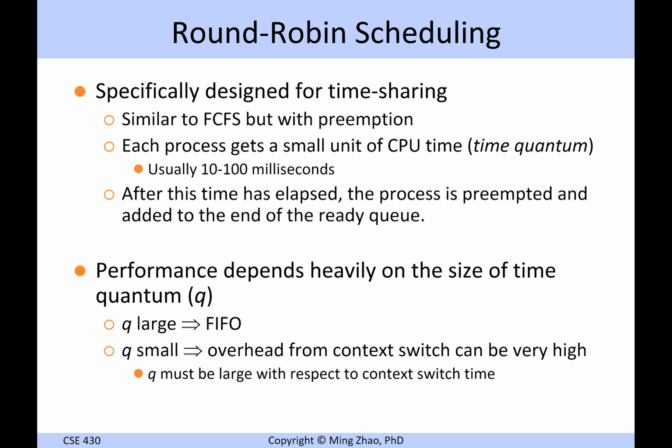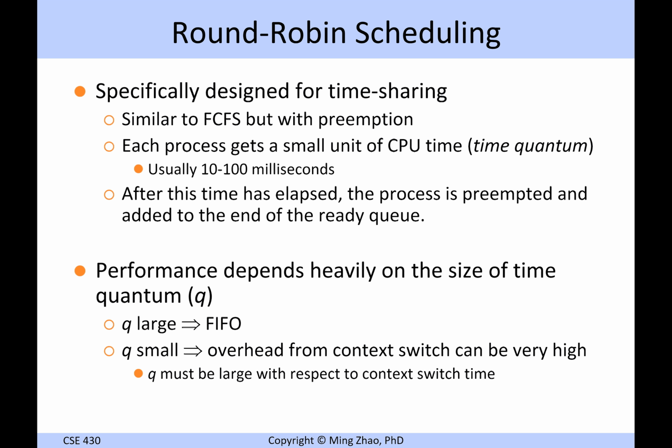So preemption is required in order to realize time sharing, because the CPU scheduler has to switch among processes. No matter why the process has finished its CPU burst, when the time is up, the process has to be moved out of the processor, no matter whether it has finished its CPU burst or not. So this requires preemption. So the round-robin scheduler is essentially first come, first serve, but with preemption.